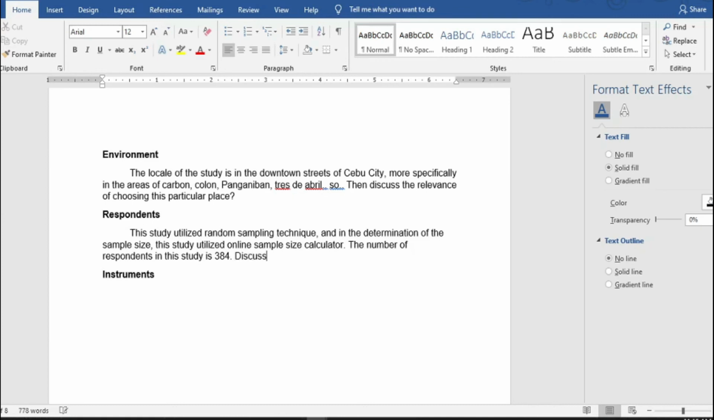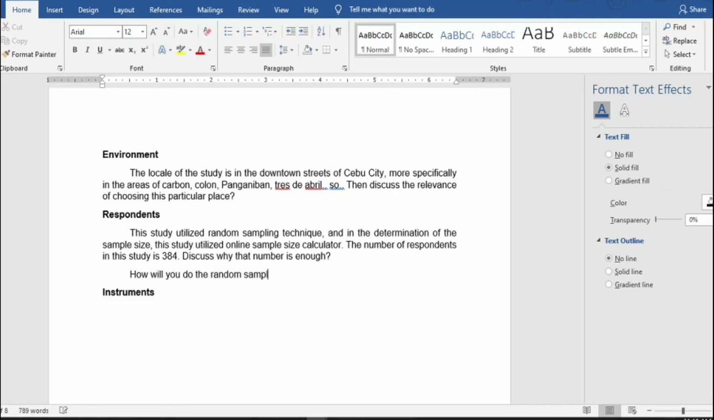Then discuss why that number is enough, why it is appropriate, why it is okay. You have to discuss that. And since this is still a proposal, discuss how you will do the random sampling. Out of the 384 you will ask, from the assumed population of 700,000 MSMEs, which is wrong but is an assumption, how will you select the 384? So you have to study random sampling, or the methods by which you can get the 384 in a random and representative manner. So discuss that here.